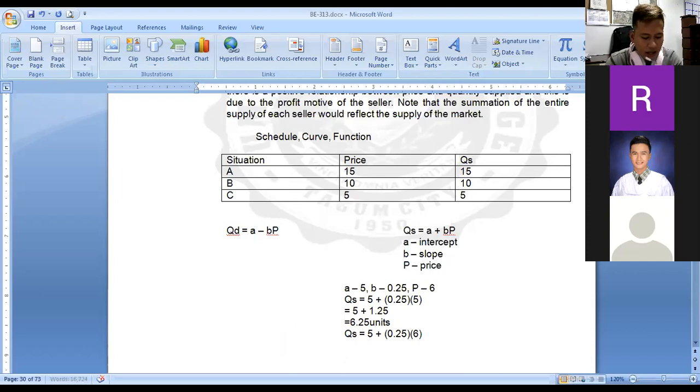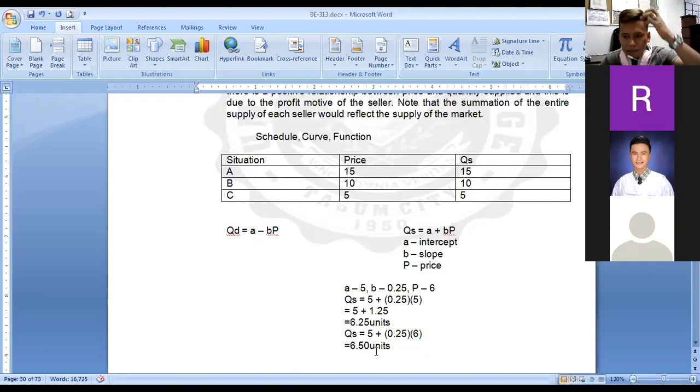So let's go straight. 1.5 plus 6 equals 6.50 units. Right? So what have you observed in the quantity supplied, class? It increased, right? From 6.25 it became 6.50.